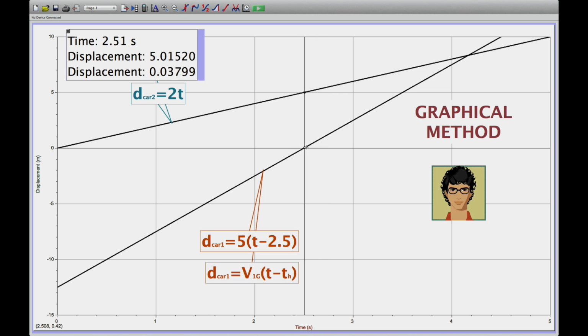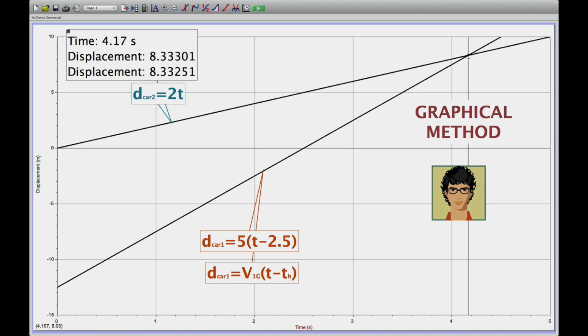All right, so over here we can see the time is 2.5 seconds. That's when car 2 begins. And over here is the intersection. And notice it's about the same place. It should be 8.33 meters relative to the origin where each of the cars began in this case.